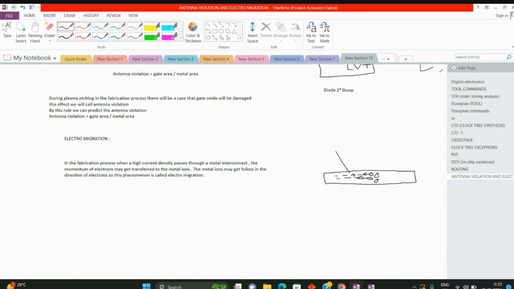When the high current density is coming, it may happen in the metal layer. So this effect we are calling electromigration. This is the definition. In the definition, what you need to tell: in the fabrication process, when a high current density comes through a metal interconnect, the momentum of electrons may get transferred to the metal ions. The metal ions may follow in the direction of the electrons. So this phenomenon is called electromigration.